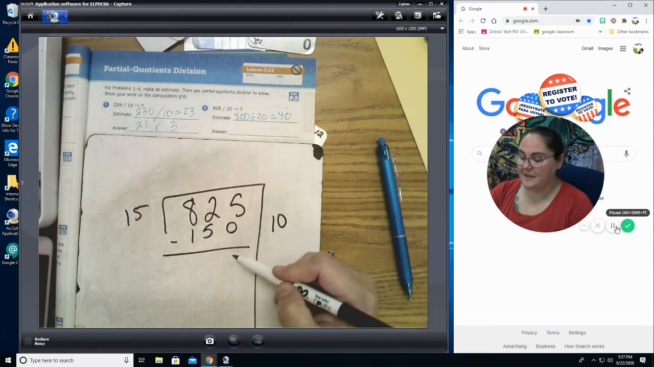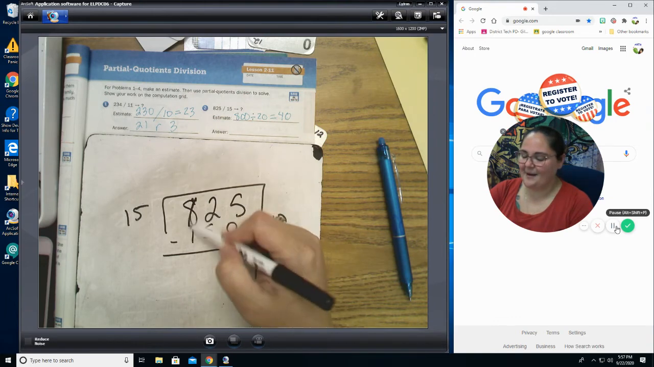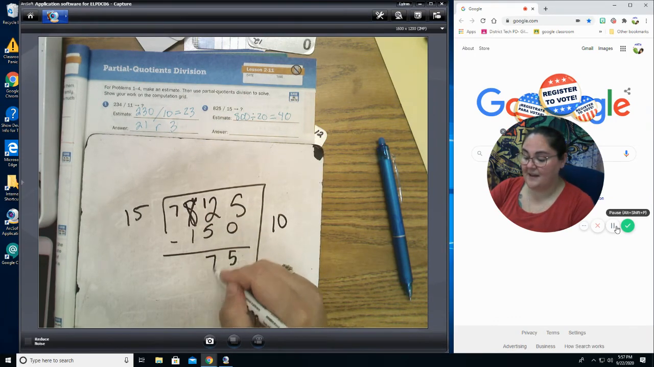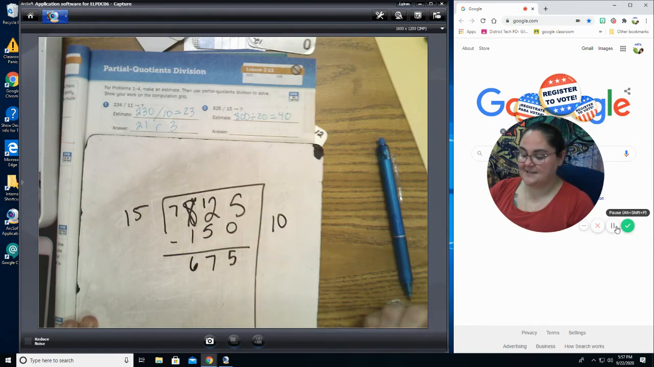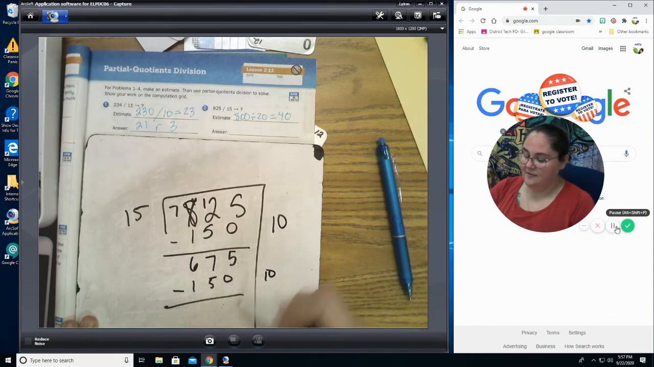Subtract it. 5 minus 0. 2 minus 5, gotta borrow. 8 turns to a 7. That turns to a 12. 12 minus 5 is 7. 7 minus 1 is 6. I can do another group of 10. Minus 150. 5 minus 0. 7 minus 5. 6 minus 1.